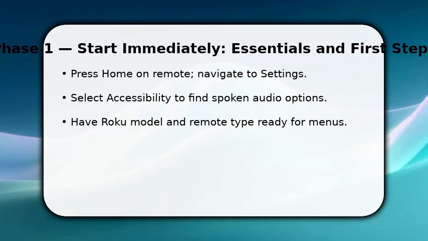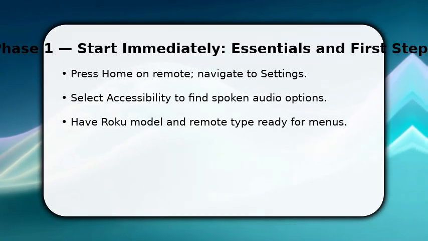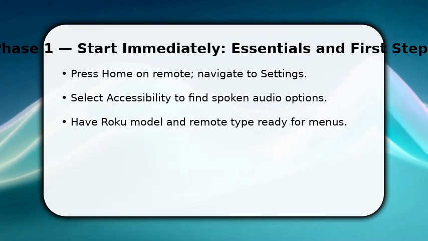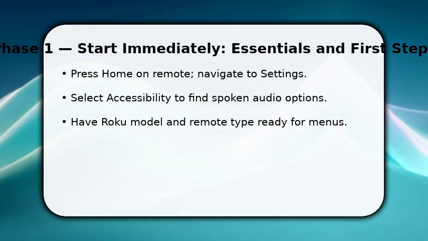Enjoy the video. You start on the Roku home screen, press the home button on your remote and navigate to settings. Once there, open accessibility. This is where spoken audio features live. Make sure you know your Roku model and whether you have a voice remote, because menu labels can differ.